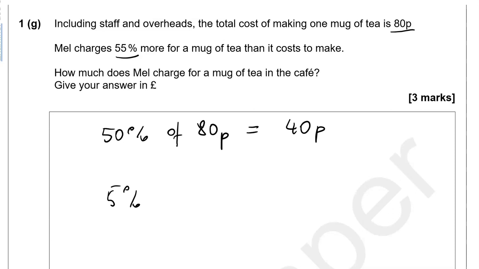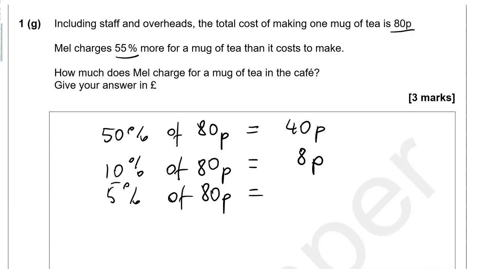Now, to get 5%, we're going to use the 10% method. So get 10% first. 10% of 80 pence. 10% we work out by going 80 divided by 10, and that means in this case knocking off a 0. So that gives us 8 pence. 5% is going to be half of that. So that will be 4 pence.